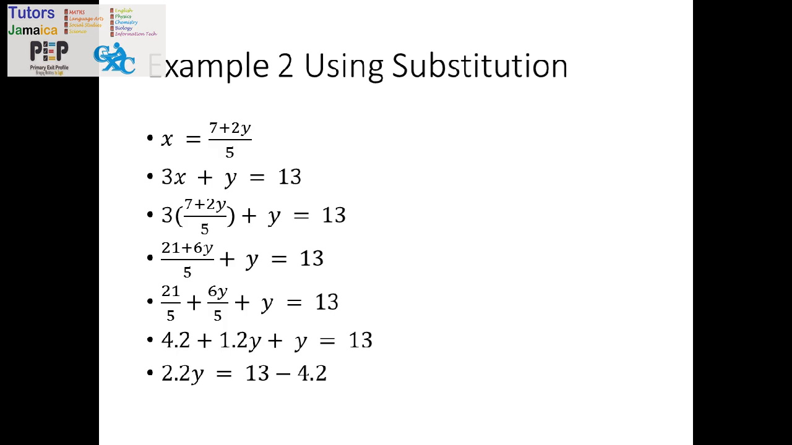If you don't understand what just took place, you need to go and watch my video on transposition. So basically we took the 4.2 over the equal sign. It's positive on one side, so when it goes over, it becomes negative. And we added the y, the 1.2y and the y together, and that's how we are where we are now. So let's finish solving this equation.